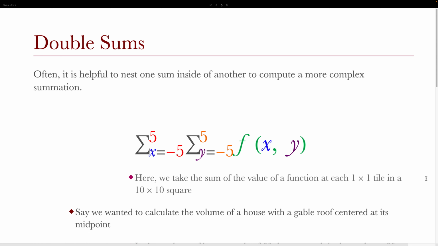Often, it's helpful to nest one sum inside of another to compute a more complex summation. Here, we have an example of a double sum, taking the sum of a value of a function at each 1 by 1 tile in a 10 by 10 square. This ends up looking like the sum from x equals negative 5 to x equals 5 of the sum from y equals negative 5 to y equals 5 of f of x comma y.